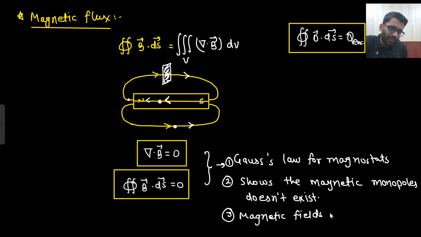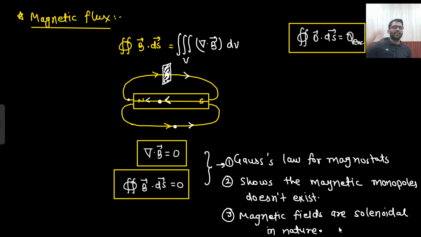Magnetic fields are solenoidal in nature. Okay, so these are the three things we can call. Gauss law for magnetostatics shows that magnetic monopoles do not exist, and that magnetic fields are solenoidal in nature.